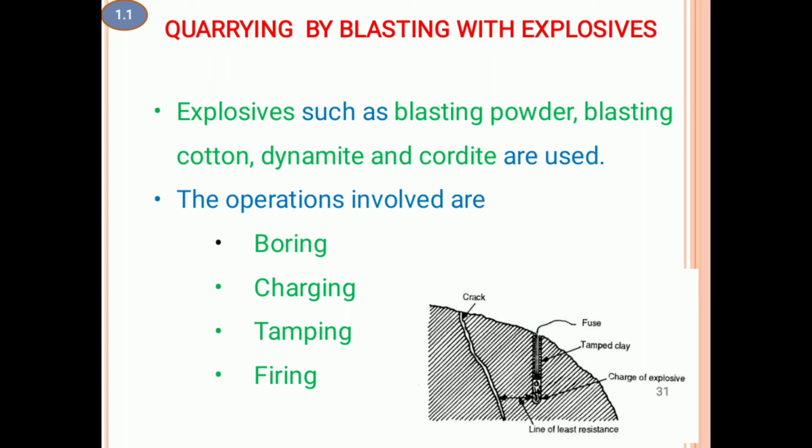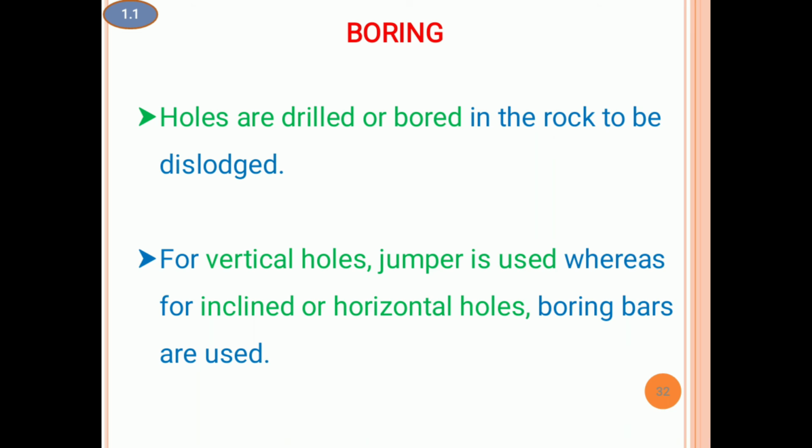Next you will be putting over the explosive, you will be adding some salt, you will be adding paraffin, and again you will be tamping. Process done. Next a wire, a fuse will be coming out from the explosive, and this will be ignited by means of electrical means, or it can be ignited by means of firing. So the holes are drilled or bored in rock to be dislodged. For vertical holes, a jumper is used, whereas for inclined or horizontal holes, boring bars are used.